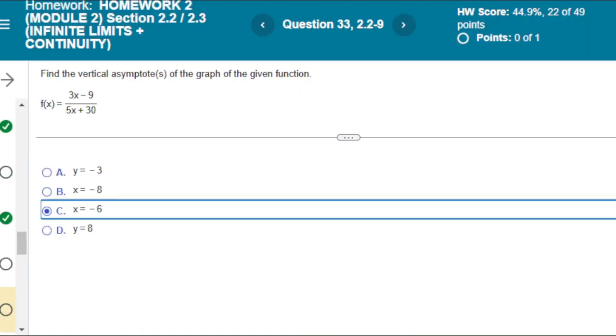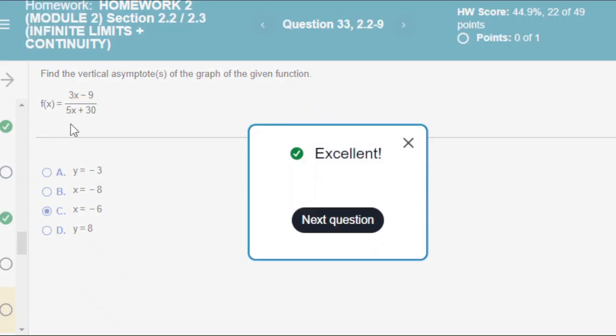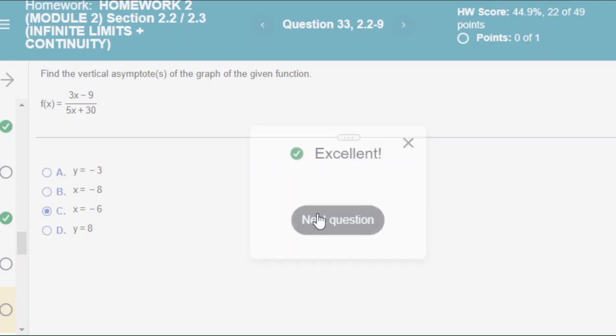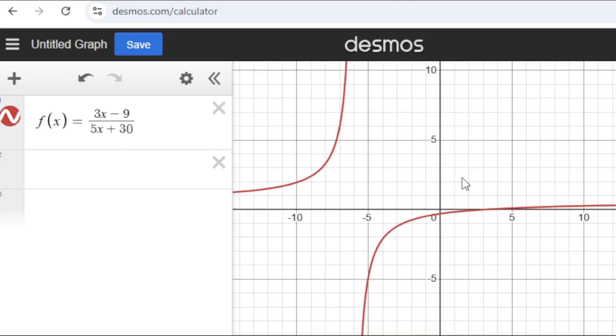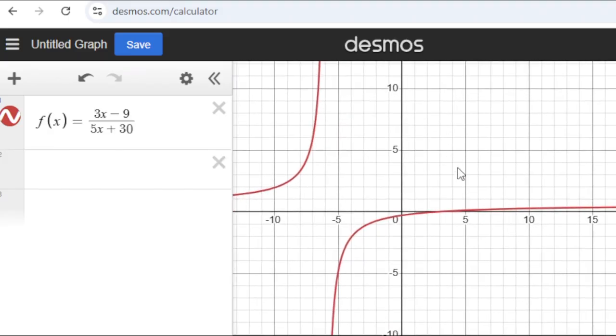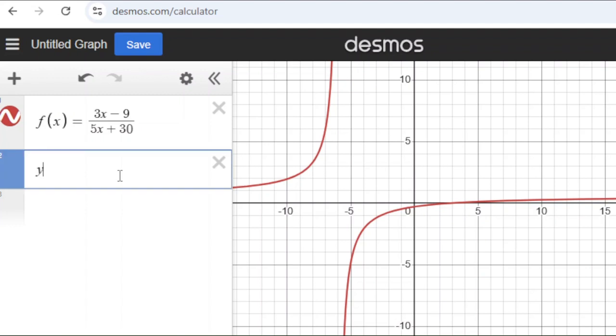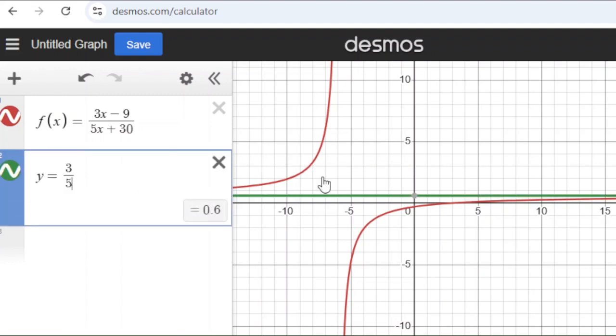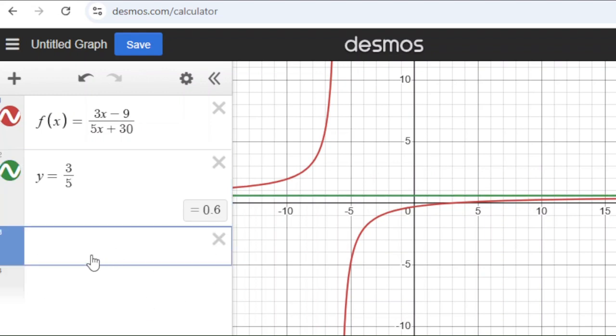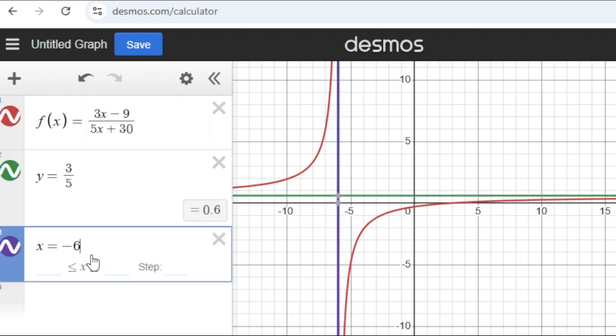Okay, so x equals -6. And again, you could see that probably just by plugging in. -6 is the value you need to plug in there that will make that 0, right? 5 times -6 is -30, plus 30 is 0. Oh, and here's the graph of that function. So notice we actually have y equals 3/5 is our horizontal asymptote, right? Our vertical asymptote, though, is x equals -6.